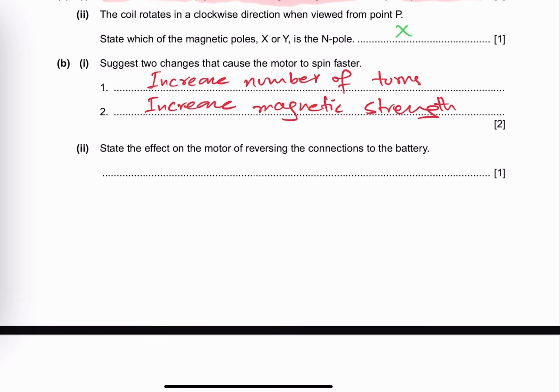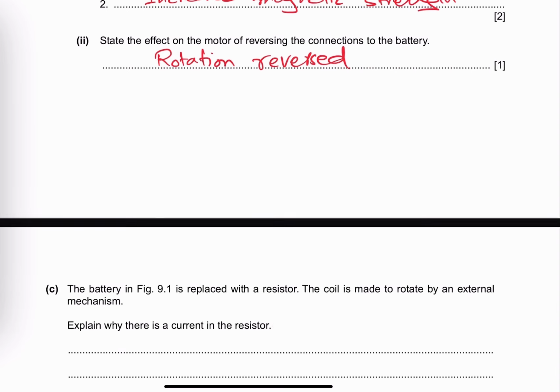State the effect on the motor of reversing the connection to the battery. Okay, so if you reverse the direction of current, rotation will be reversed. Okay, so rotation reversed. Okay, changing the magnetic field or changing the current will reverse the direction of motion.